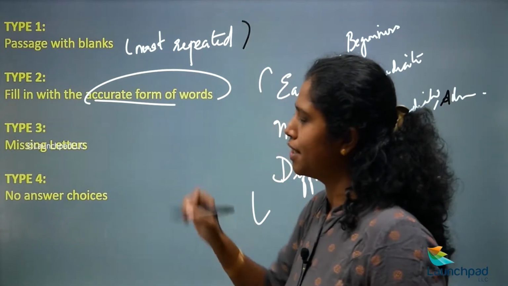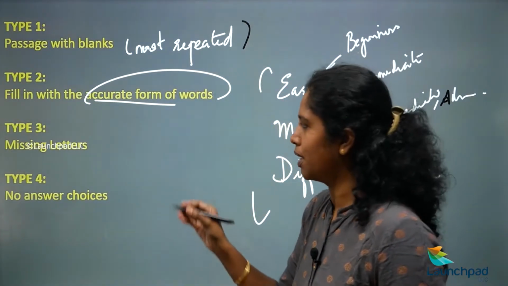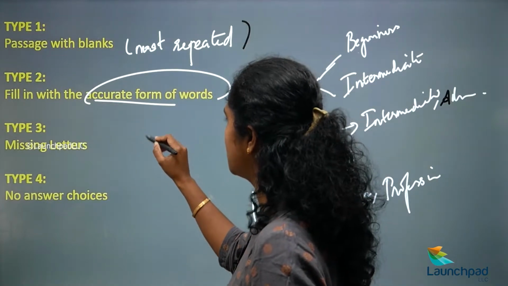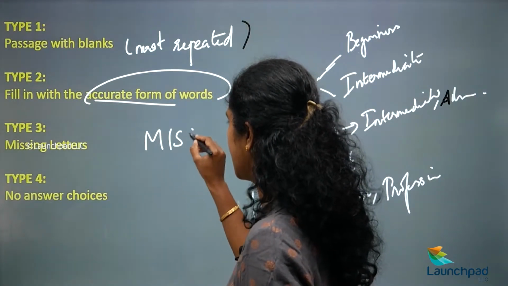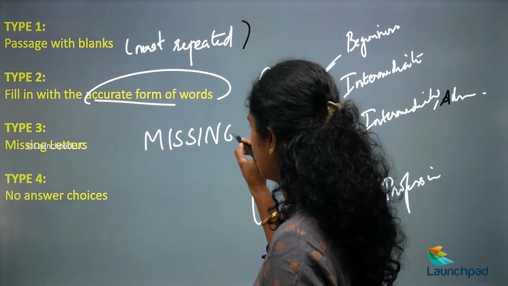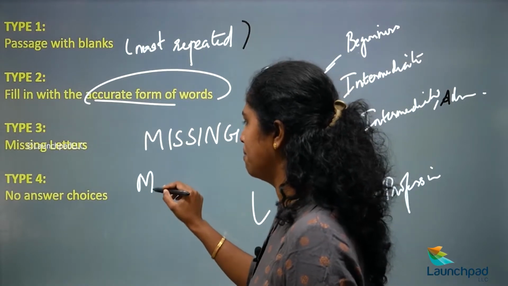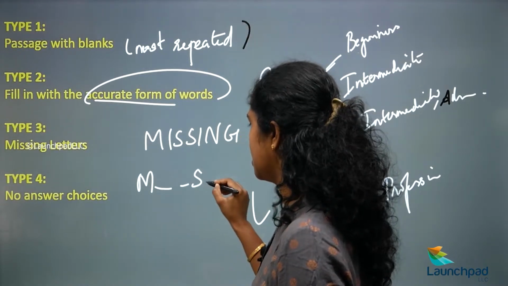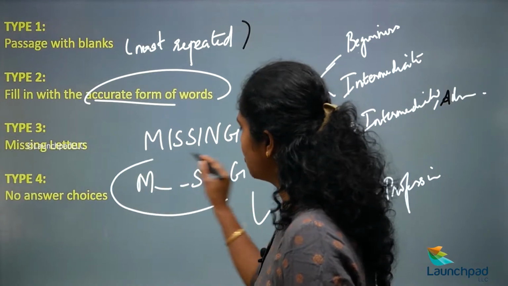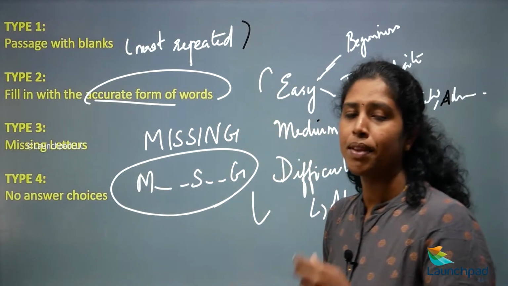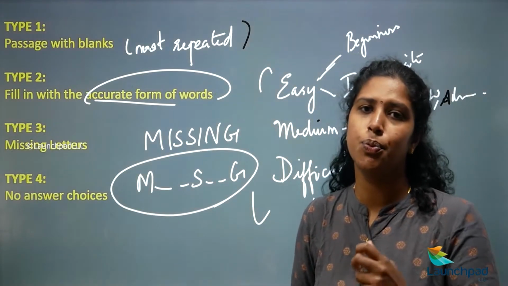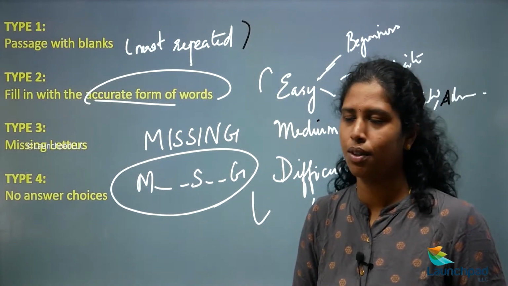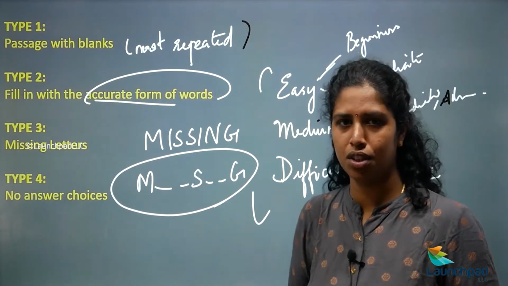Third, missing letters. Let us take the word missing, M-I-S-S-I-N-G. Some of its letters would be missing, and you need to find out what this word is and fill in the letters that are missing as well. So, this is type 3.